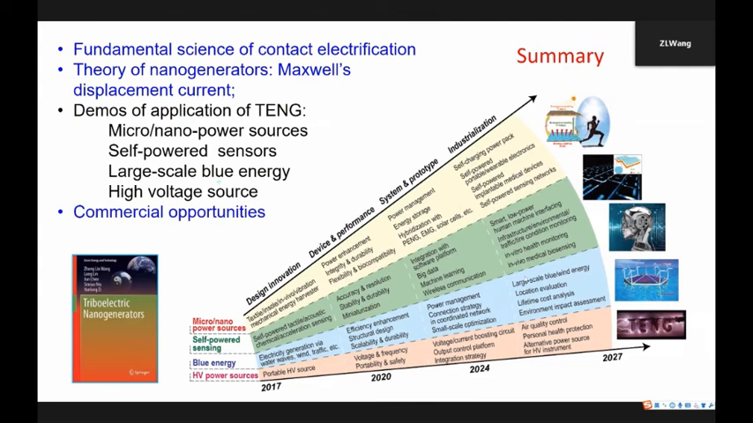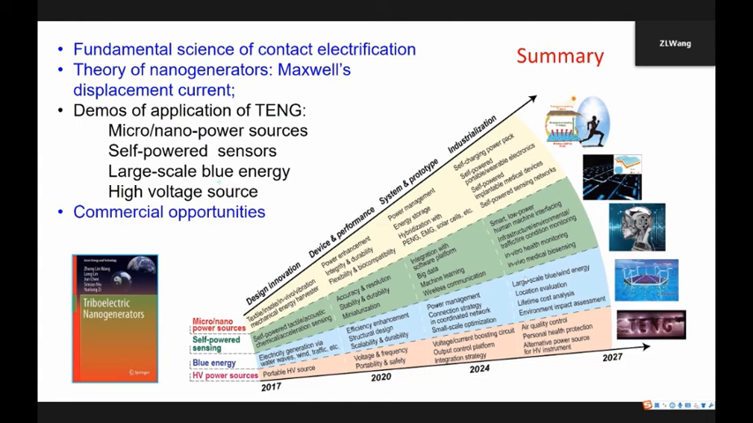The second one, what's the difference of our TENG compared to classical technology is Maxwell's displacement current. It's not the traditional conduction current. That's the difference. So people always ask me, tell me why you still call it nanogenerator.